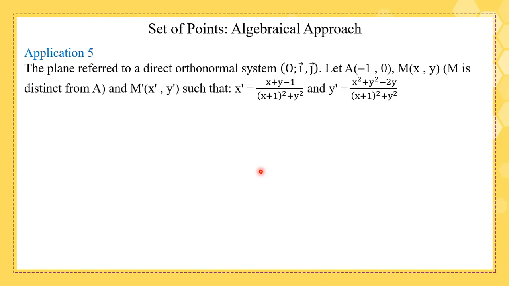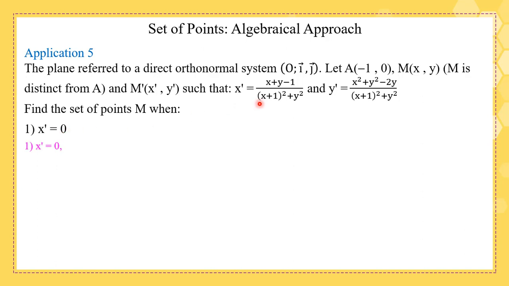Now let's see the fifth application. A is a fixed point whose coordinates are (-1, 0). M is a variable point, and M prime is also a variable point such that we have a relation between x prime, y prime, x and y, which is represented here. Now we need to find the set of points M when x prime is 0. Try to do it alone.